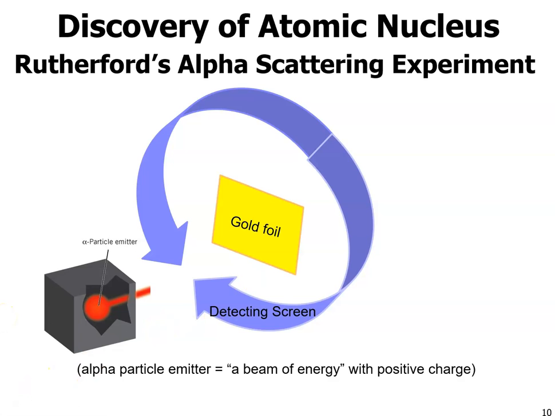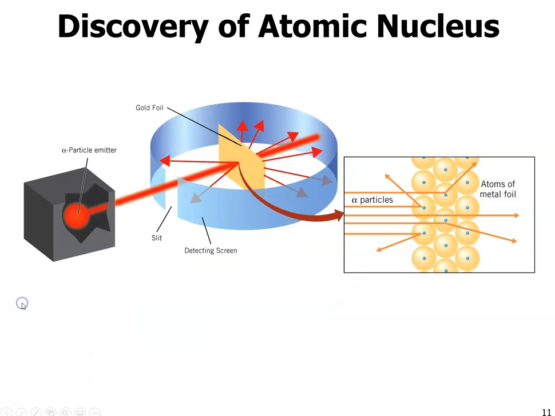So now I'm going to show you the results of this experiment and what they actually found. When they shot this alpha particle, it's basically a beam of energy, light, and some of it did bounce back. A small amount of it did bounce back. Some of it was refracted a little bit to the sides, but a vast majority of it went straight through.